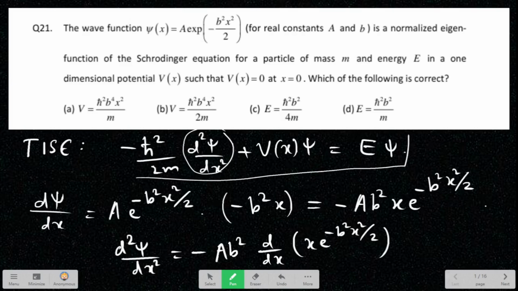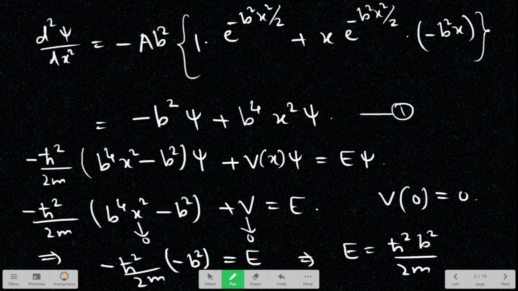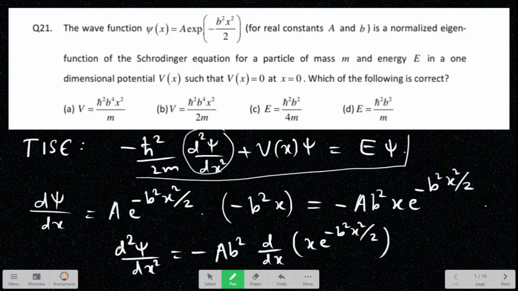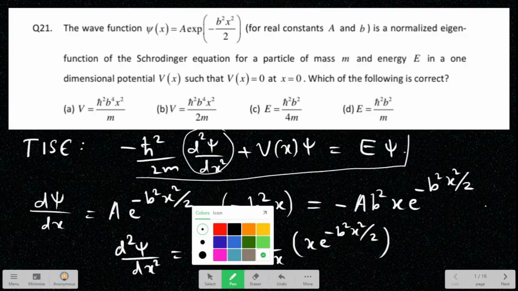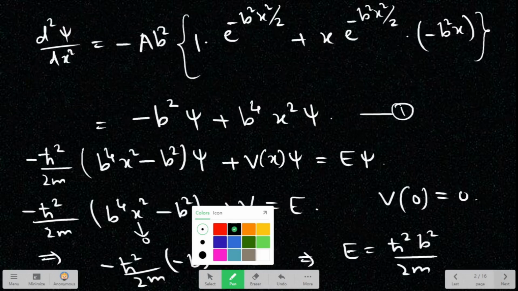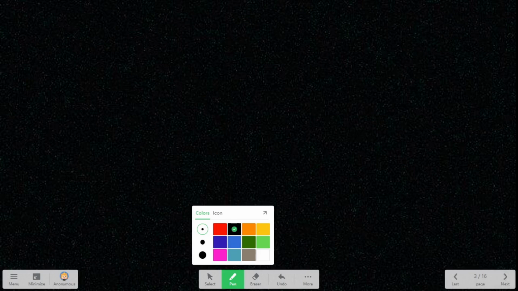In option C, we are given E is equal to h cut square b square upon 4m. In option D, E is equal to h cut square b square upon m. But we calculated right now that E is equal to h cut square b square upon 2m. This means that options C and D are incorrect. So E is equal to h cut square b square upon 2m.